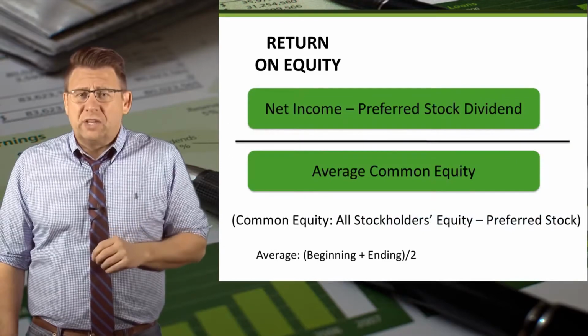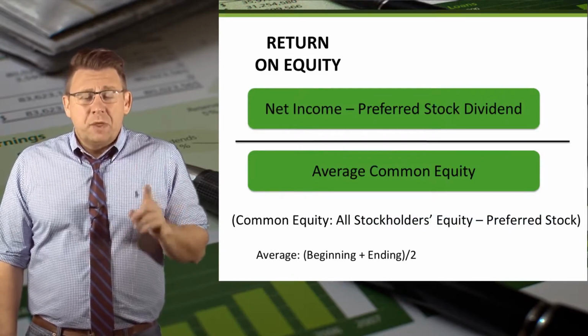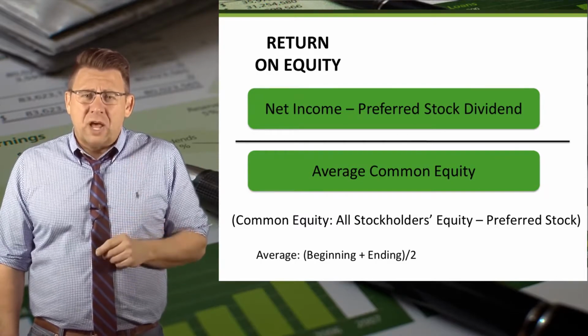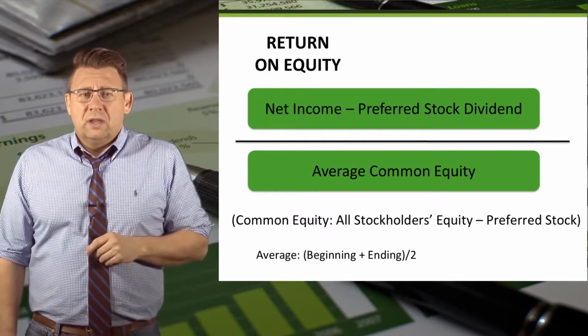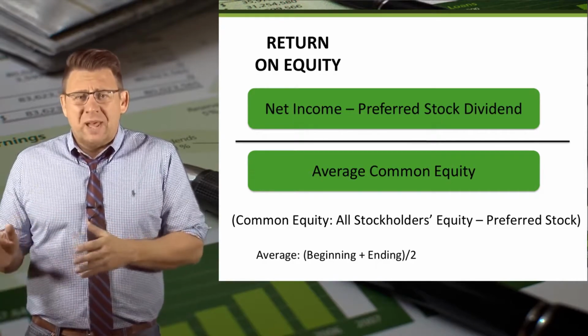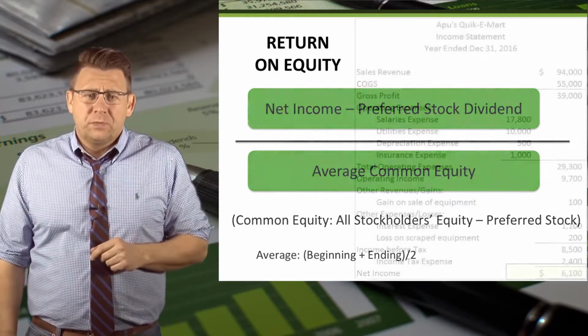Return on equity is calculated as net income minus preferred stock dividends divided by average common stockholders' equity. Common stockholders' equity is all of the stockholders' equity minus the preferred stock.